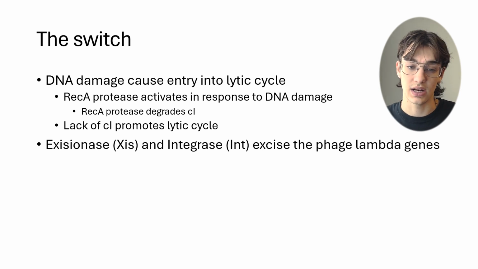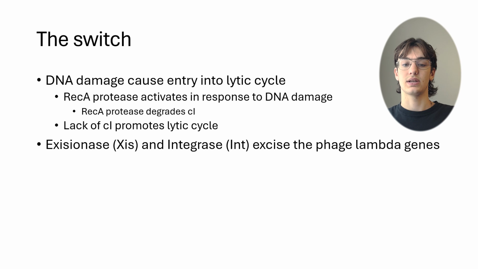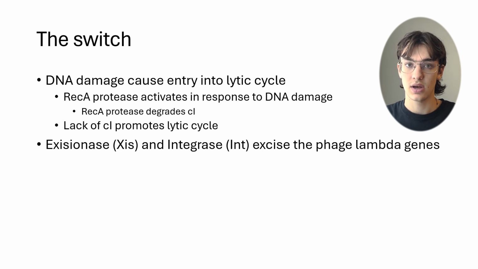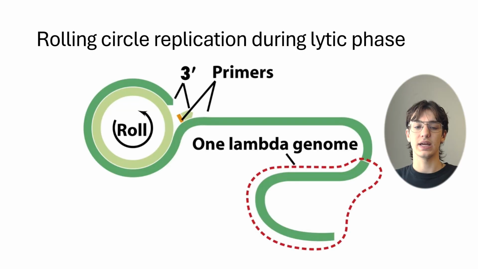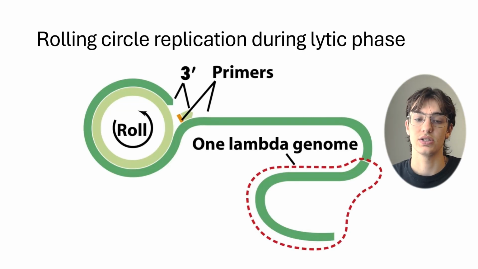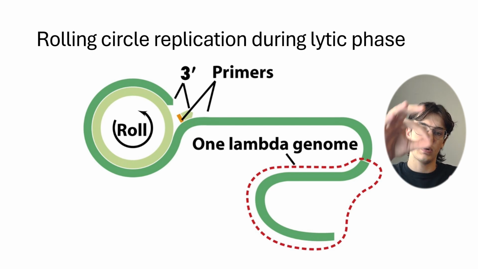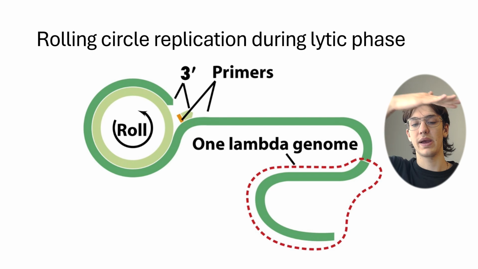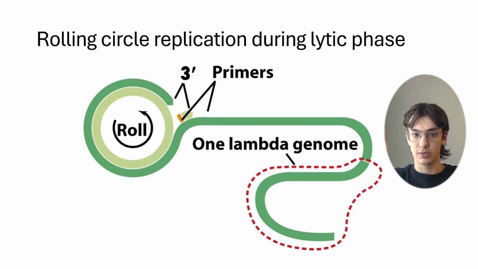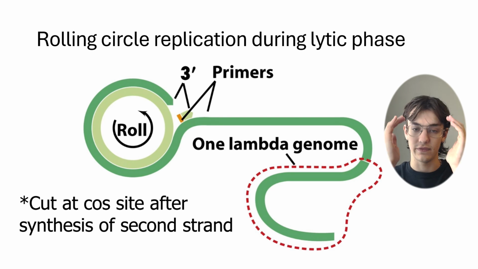So once you activate the lytic cycle, you're also activating a couple other proteins, excisionase and integrase. And these are actually going to excise the phage lambda genes from the bacterial genome and allow them to be transcribed. Phage lambda and many other bacteriophages use rolling circle replication. A single strand of DNA can be replicated along the circle and then peel off over to the edge, and you'll form a very long strand of multiple genomes together, which can then be cut and put into one virion and packaged up.